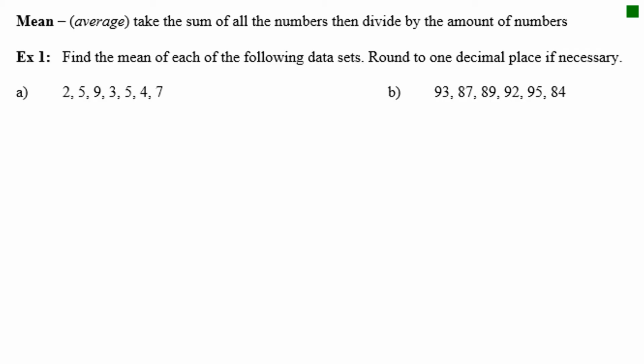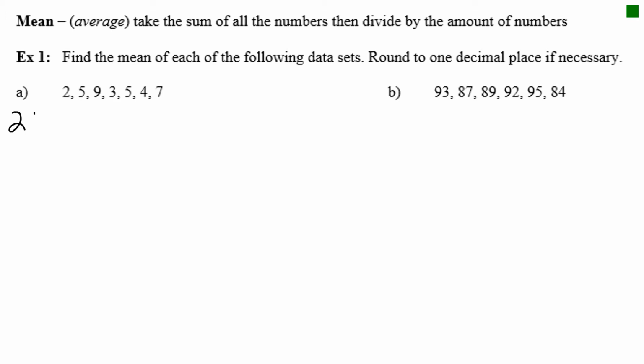Mean, also known as the average. You're going to take the sum of all the numbers and then divide by the amount of numbers. Taking the sum means you're going to add them all up. So for example 1, find the mean of each of the following data sets, round to one decimal place if necessary. So starting with example A, we're going to add them all up.